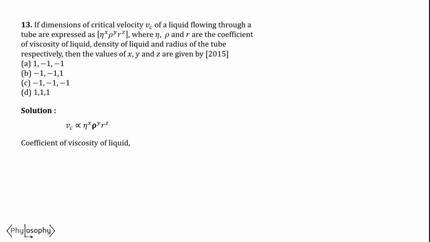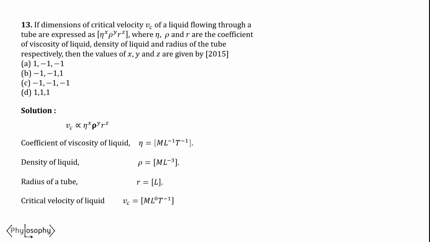The dimensional formula for coefficient of viscosity of liquid eta is given by M L inverse T to the power minus 1. The dimensional formula for density of liquid rho is given by M L to the power minus 3. For radius, it is simply the dimension of length, and for critical velocity of liquid Vc, it is M L to the power 1 T to the power minus 1.